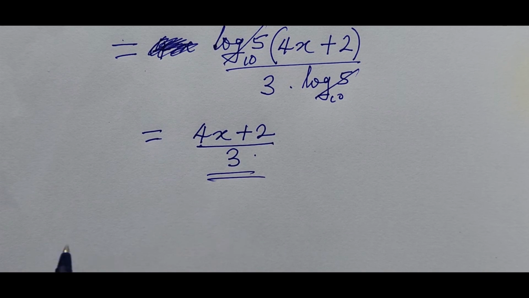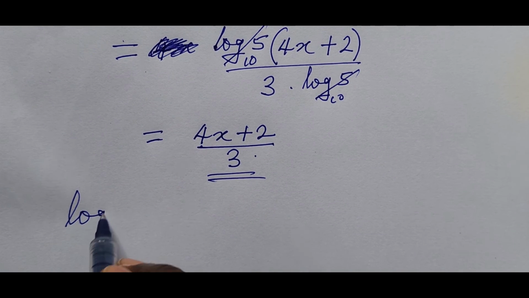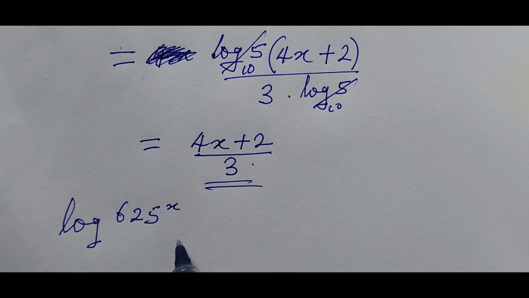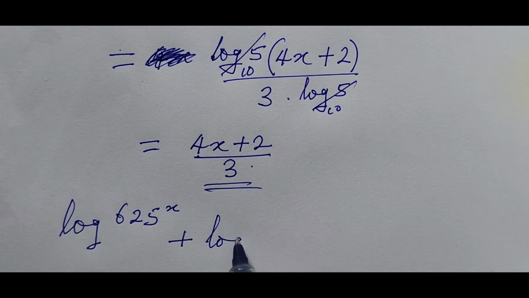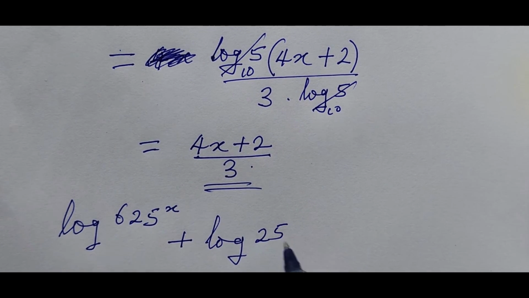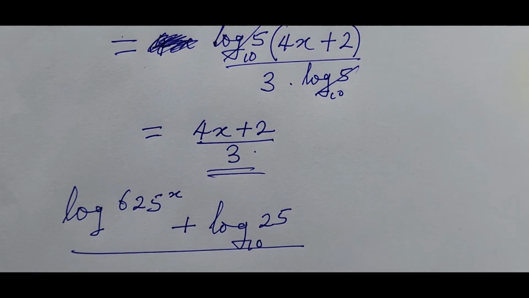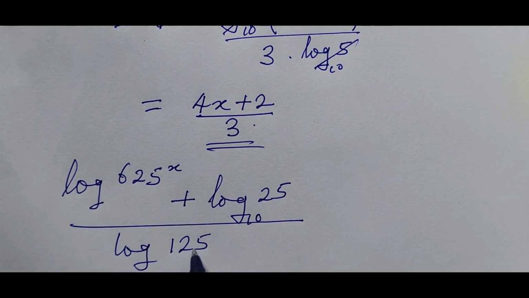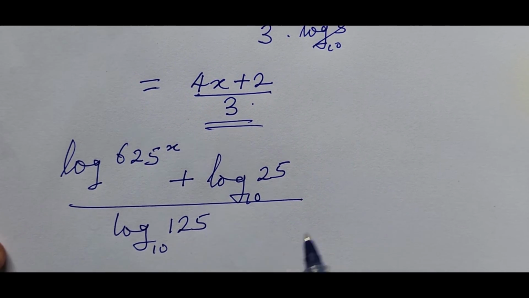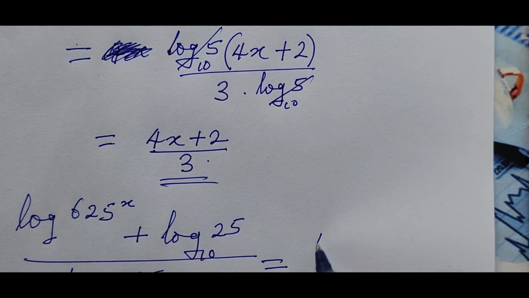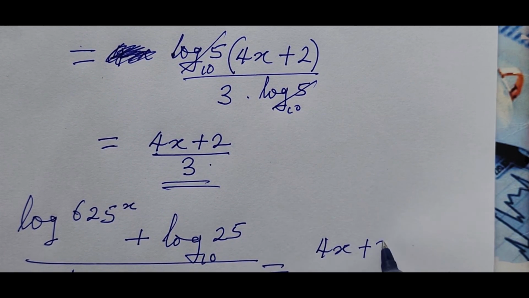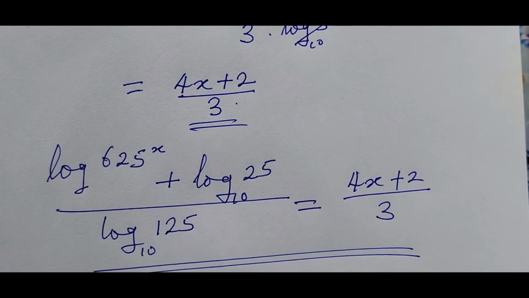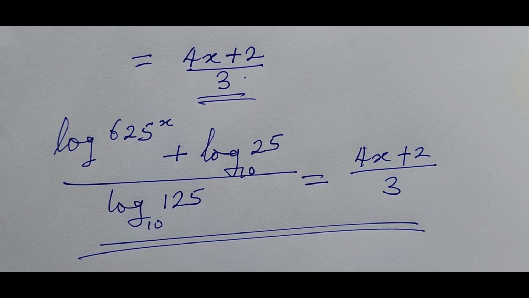In other words, log of 625 to the power of x plus log 25, base 10, all over log 125 base 10, when simplified, will give us 4x plus 2 all over 3. Wow. So this is the final answer.